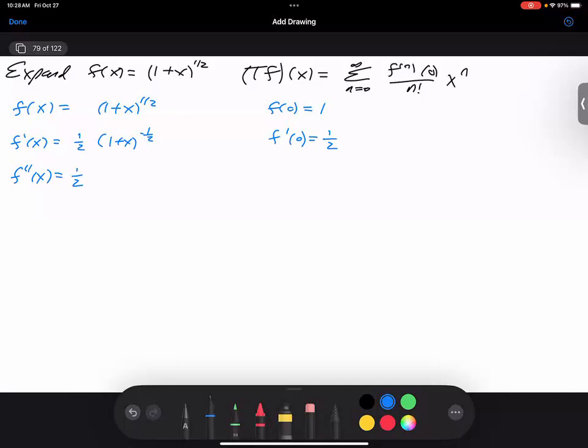f double prime of x, what would that be? 1/2 times negative 1/2 times (1 plus x) to the minus 3/2. I don't want to simplify things. I'm trying to detect a pattern. As soon as you start trying to simplify, you're going to make it harder to sniff out the pattern. This is why I'm spending so much time on this today: I really want to drive home that when you're trying to figure out what the answer is, it's often better not to simplify. Now, what's f double prime of 0?